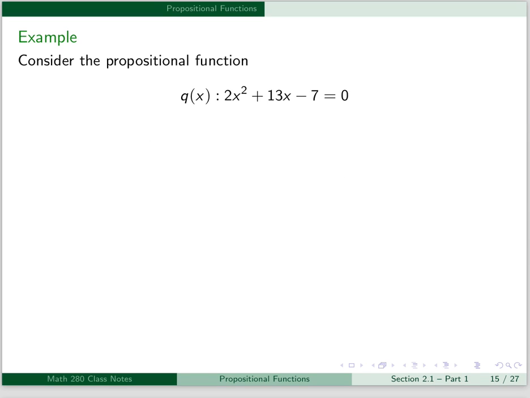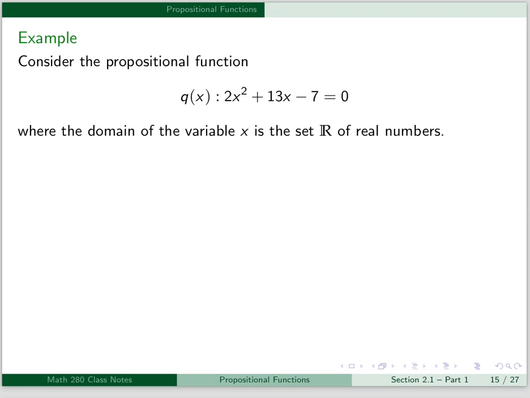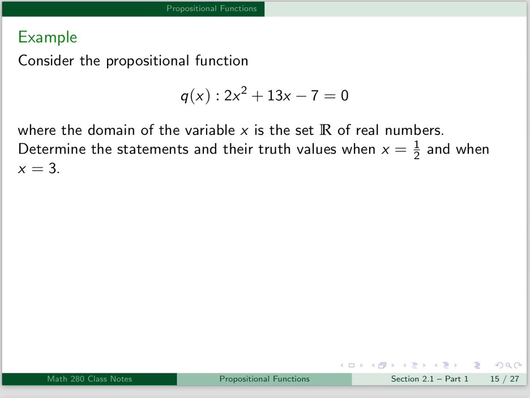For another example, consider the propositional function q of x, 2x squared plus 13x minus 7 equals 0, where the domain of the variable x is the set R of real numbers. We want to determine the statements and their truth values when x is equal to 1/2 and when x is equal to 3.